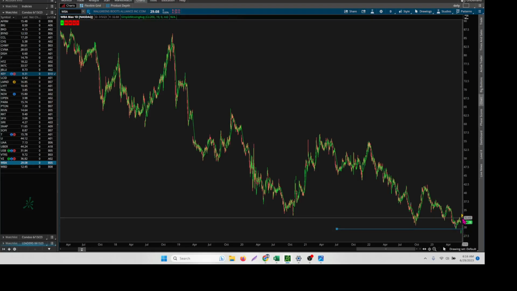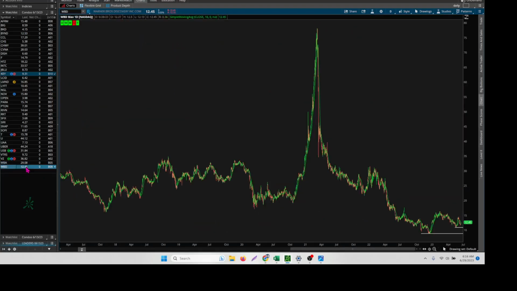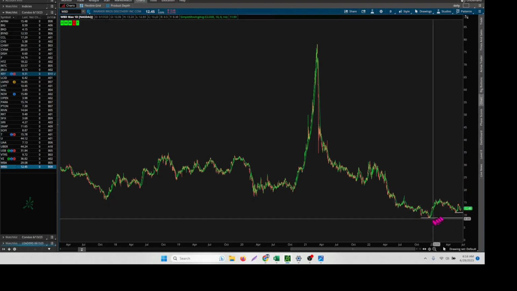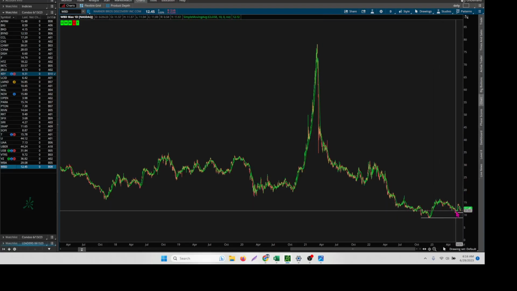I bought some of this for my wife. If Walgreens goes under, it goes under. And the last but not least, Warner Brothers, you can see how we put in a new low here. We reversed, and now we're coming back down, and hopefully we can get back up here.